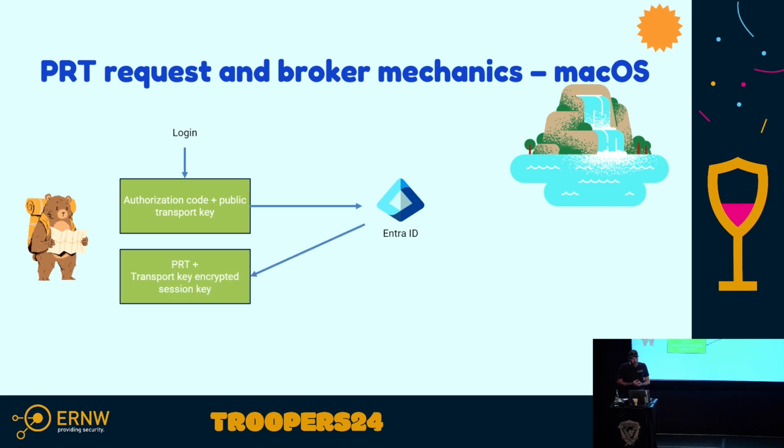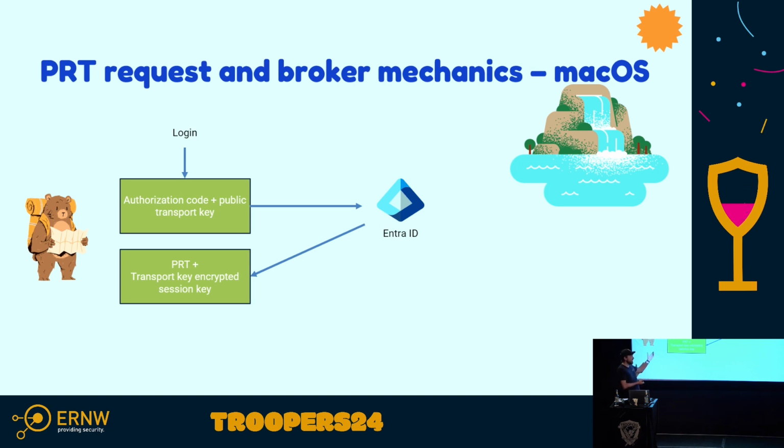And then it gets back a primary refresh token. But this primary refresh token is not actually linked to a device. It's basically a deviceless primary refresh token that we can use for single sign-on. We also get a session key. The session key is encrypted with this transport key that we made up over here. And then we can use that to maybe register the device.